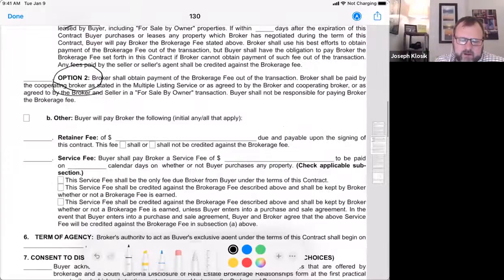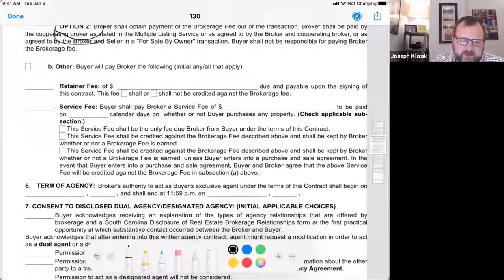So part B, retainer fee. This is another option: you can charge a retainer fee due and payable upon the signing of this contract. That fee shall not be credited against the brokerage fee. So you could say, I'm going to charge you a retainer fee of $500, which you pay up front. You could also say that you'll credit that back to you at closing. Not a terrible idea.